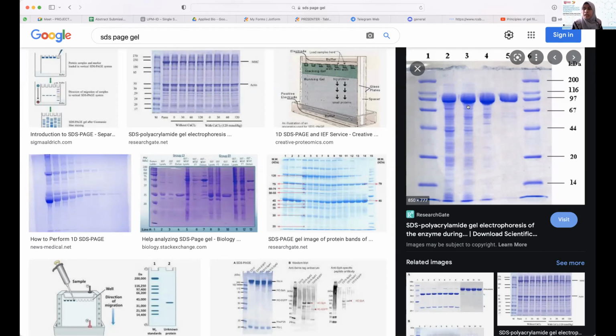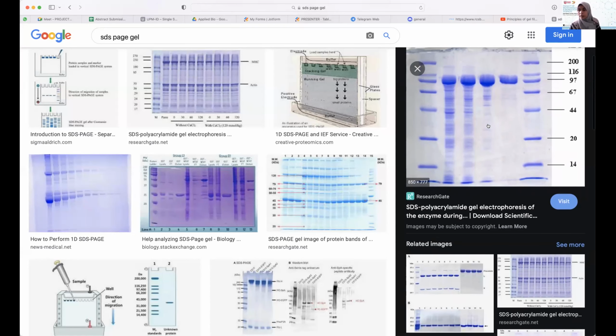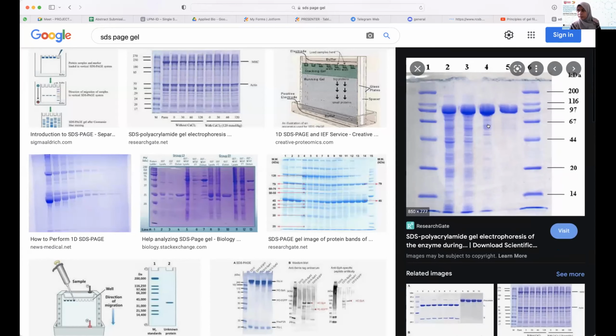Every time you introduce a new technique, or you want to check the quality of your purification, you will use gel electrophoresis to check whether you are observing other impurities or not. Okay, so am I answering you, Deva?